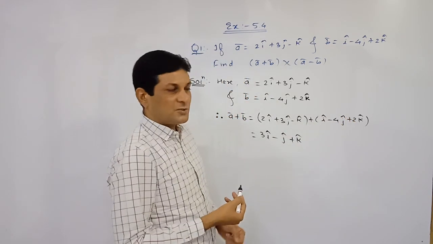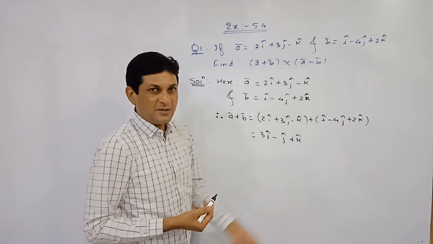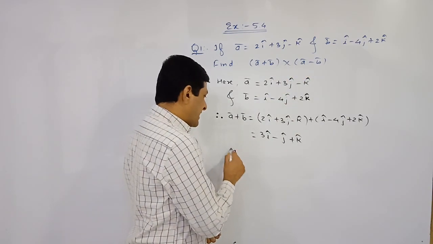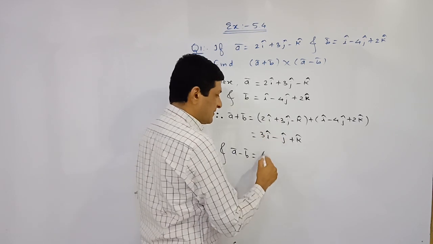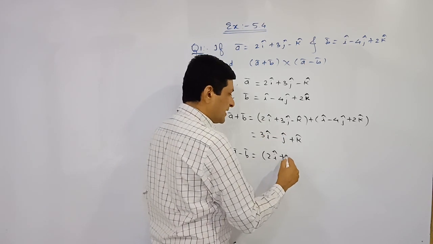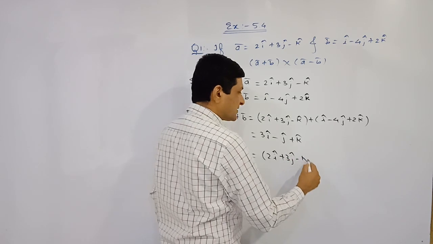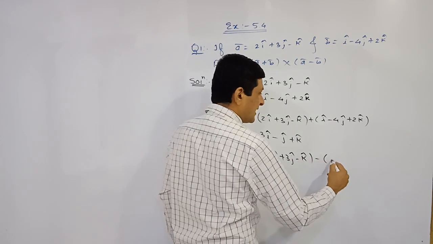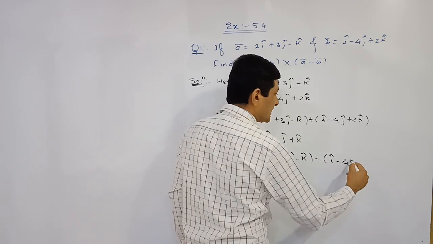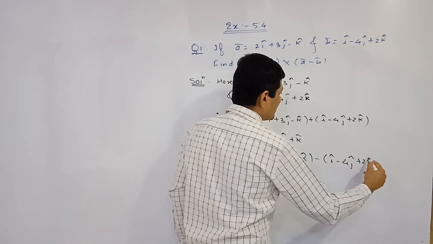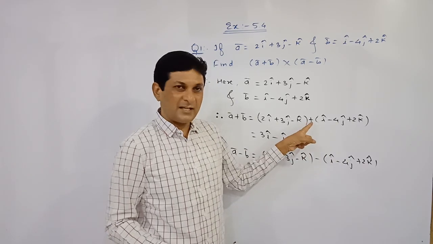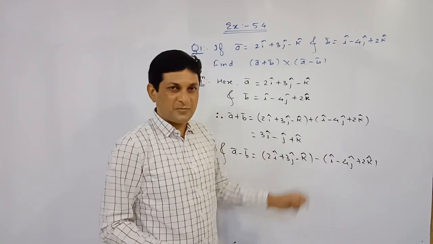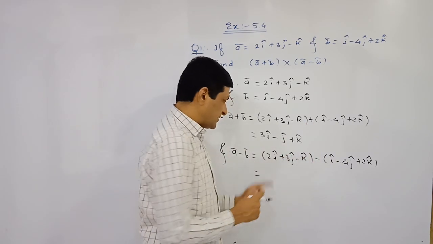So once the addition is known to us, the second required value is their difference. So A bar minus B bar will be equal to, again we are substituting the value of A bar, that is 2i cap plus 3j cap minus k cap, minus i cap minus 4j cap plus 2k cap. Just simply we have substituted the values of A bar and B bar. Here we have taken their addition, now we are taking their difference. Try to find the difference here.